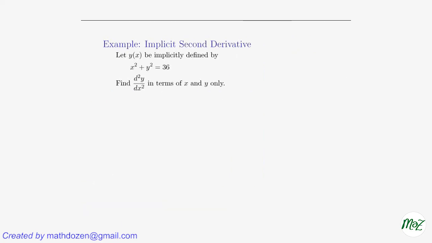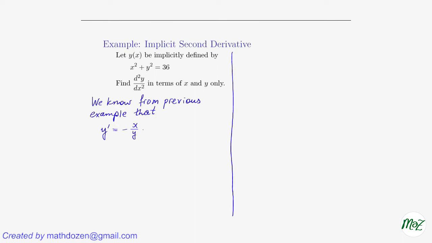Let's solve another example. Let y be implicitly defined by x squared plus y squared equals 36. And we need to find the second derivative with respect to x of y, and we need to get some expression with x and y. So we will remember from the previous examples that in this problem we got implicit derivative y prime being equal to negative x over y.